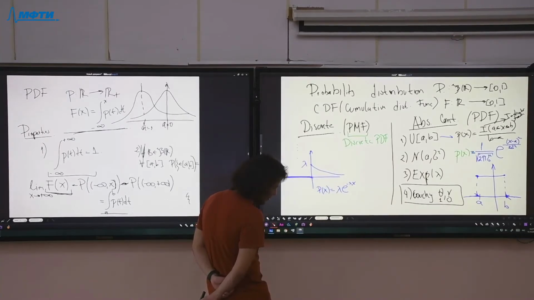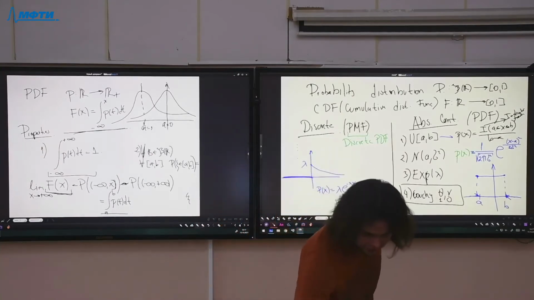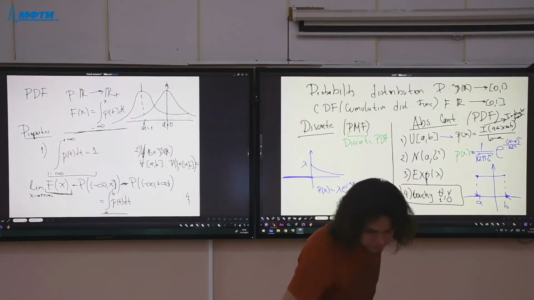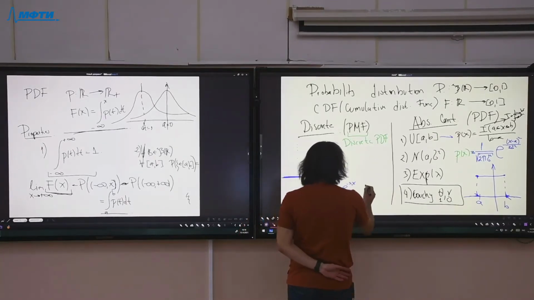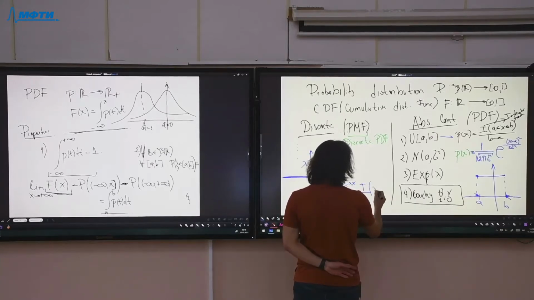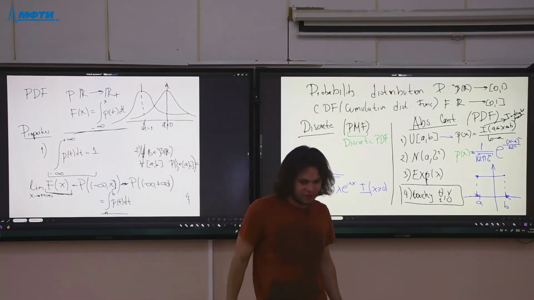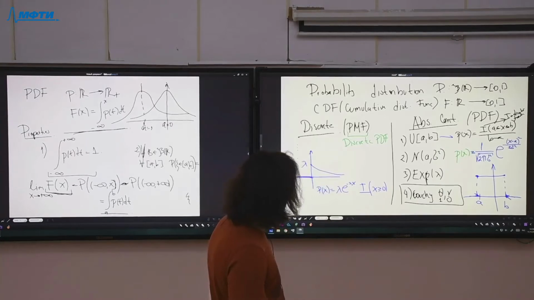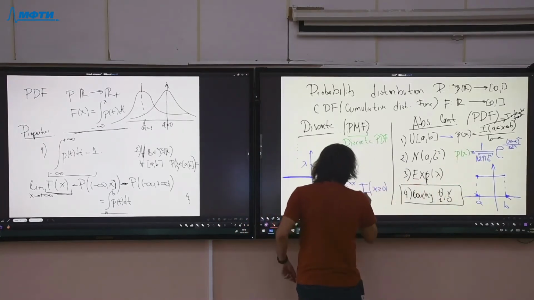Now I'm not sure. 1 minus this? Let me check. I don't remember. So for the exponential distribution, yeah, this is correct, my friends. And for every x greater than or equal to 0, well, greater than 0, it's the same. This indicator function, right? Don't forget the indicator function.